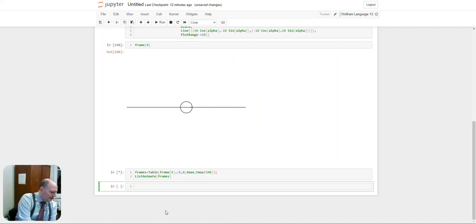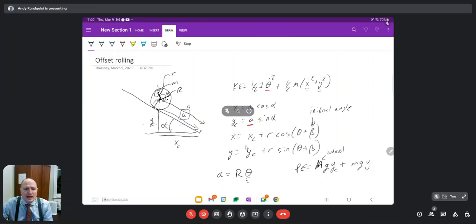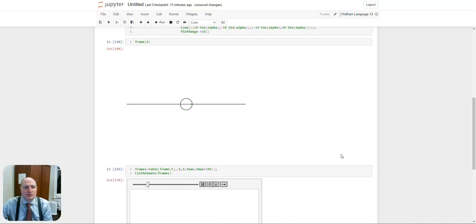So let's see here. Just to make my other point clear, when I decided that instead of having x and y describe this point, I'm just drawing the ground there. It didn't affect anything. Remember, all that mattered are differences. So it just lifted everybody's potential energy up, and it doesn't affect this at all. So that's what's going on there. All right, here we go.